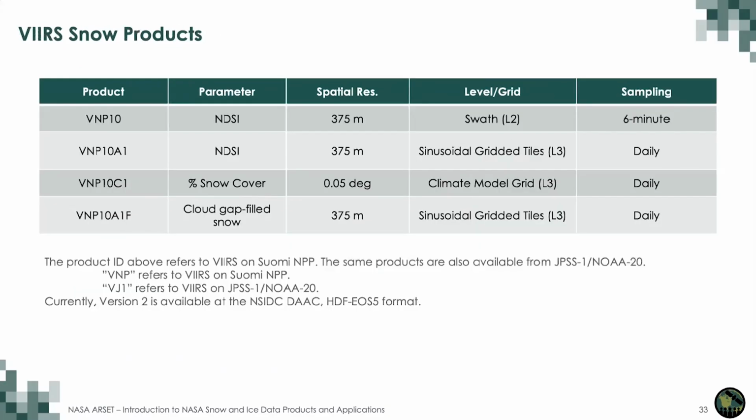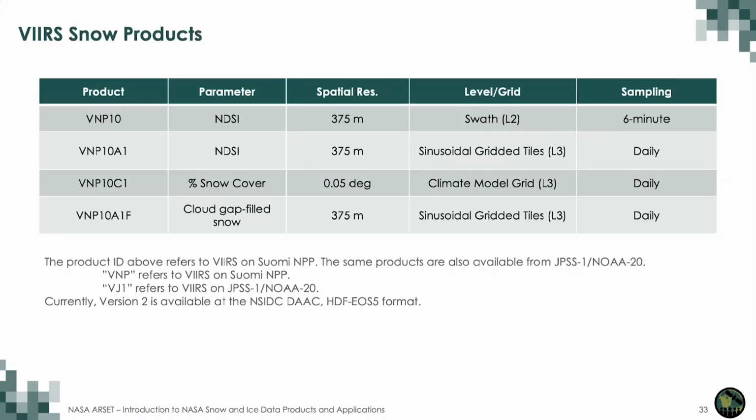Then the VIIRS snow products are similar. There are not as many products at the current time. And we have these VNP products. That's the Suomi NPP satellite. There's also, I mentioned the NOAA-20, that is denoted by VJ1. There's also NOAA-21, which we do not yet have at the DAAC, but those will be coming before too long. Version 2 is currently available at the DAAC, and these are in HDF-EOS5 format.